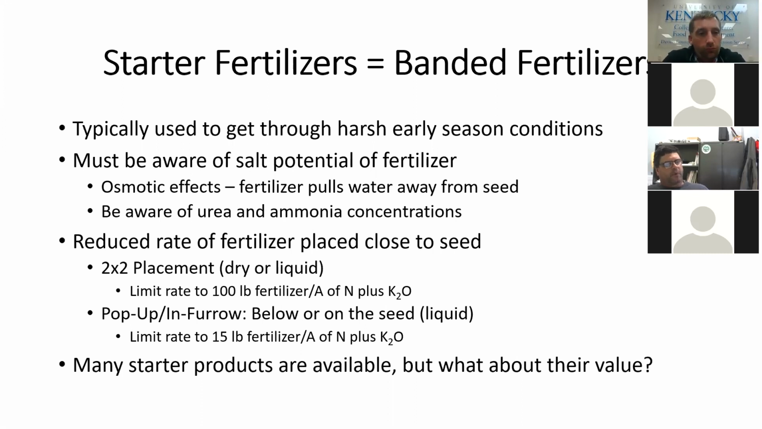And then for pop-up or in furrow, which is being placed right on top of that seed, we're looking at about 15 pounds per acre. Now, again, this is a rule of thumb. This is probably for a general silt loam soil, which is the majority of our surface soils in Kentucky. But if you have a heavier soil, you can probably get away with a little bit more than that. If you have a real sandy type soil, that 15 pound recommendation might be a little bit high, but that's a good ballpark figure.